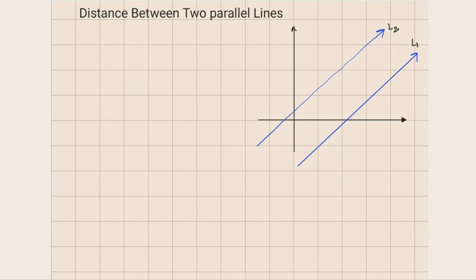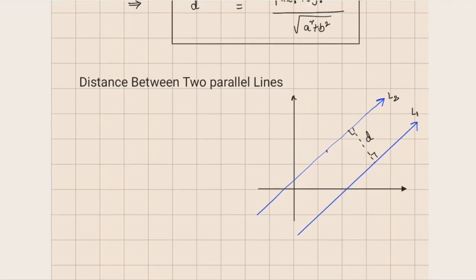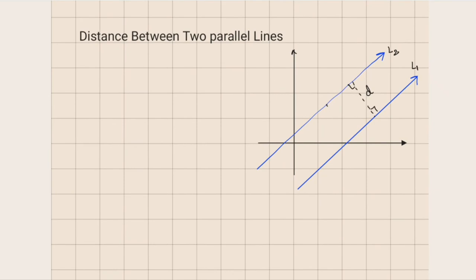So if these two are parallel, we know that the perpendicular distance is the same everywhere. This is D, and everywhere the distance is the same because they don't intersect at all. So we need to find this distance D. How do you find it? Let's see. We will use the previous result, which is the distance between a point and a line, to obtain this result, the distance between two parallel lines.